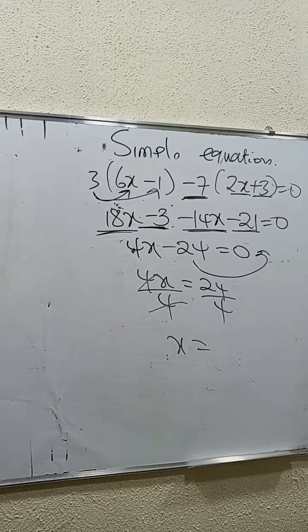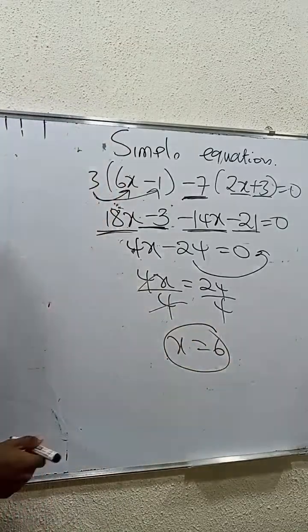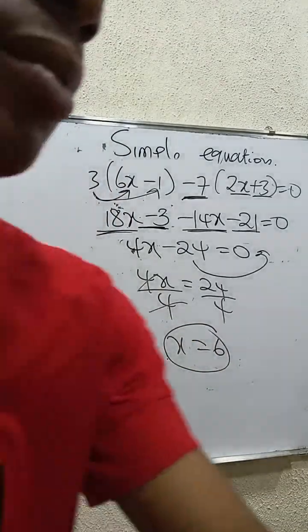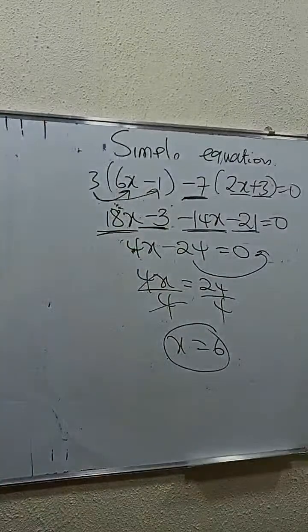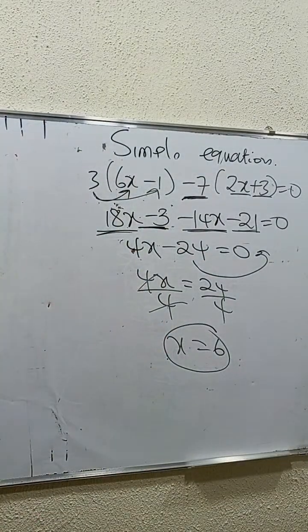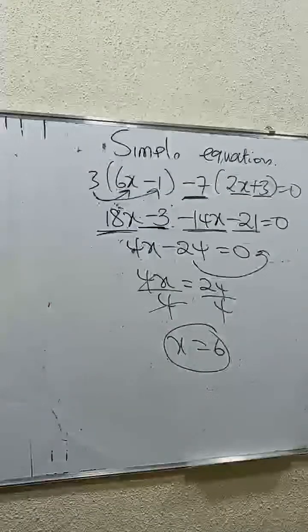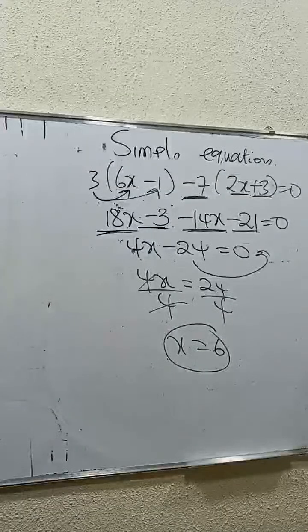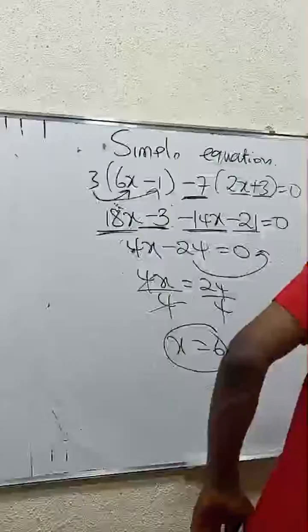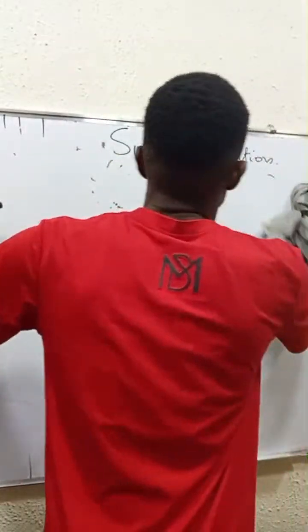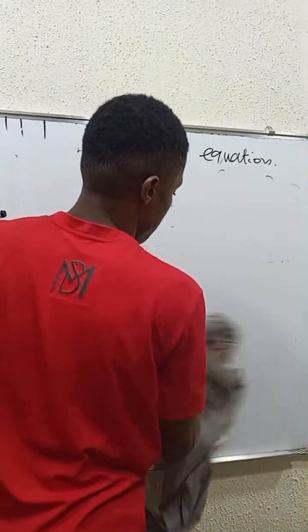By the way, let's answer. What's 24 divided by 4? The answer is 6. 24 divided by 4 is 6, and that's the answer. Clap for yourself, please. Okay, so that's the answer.